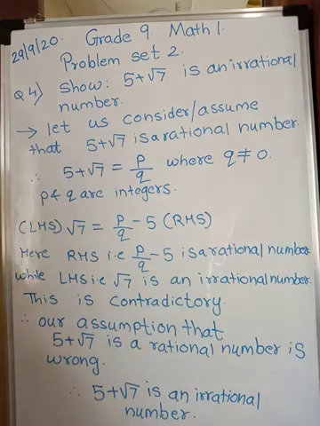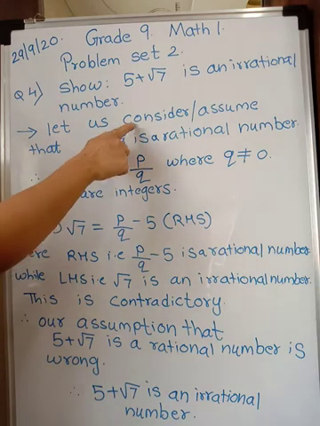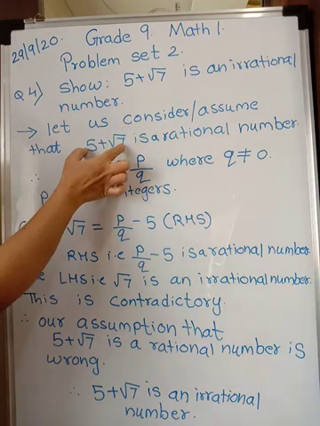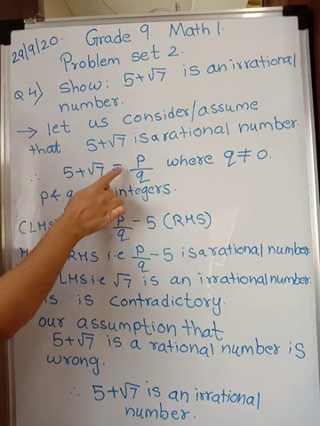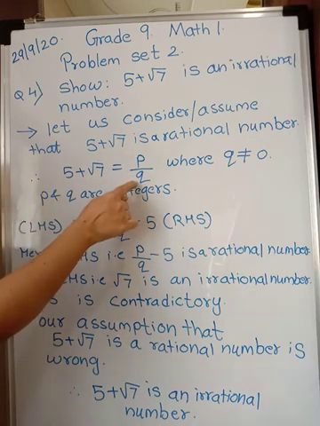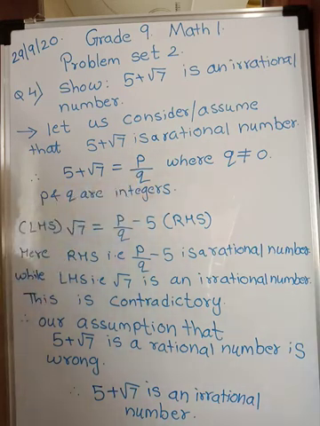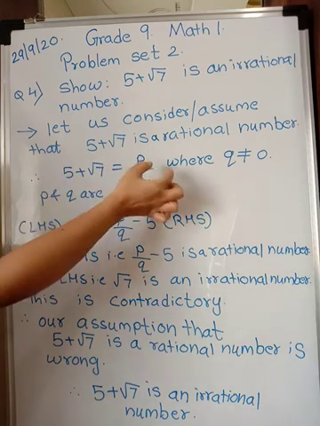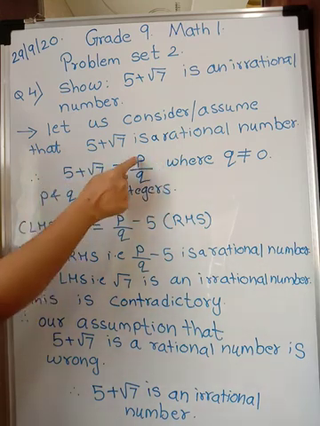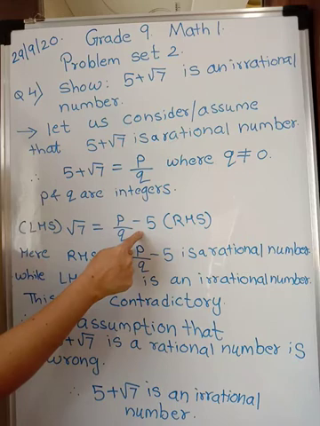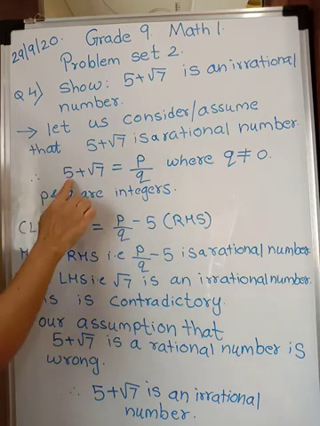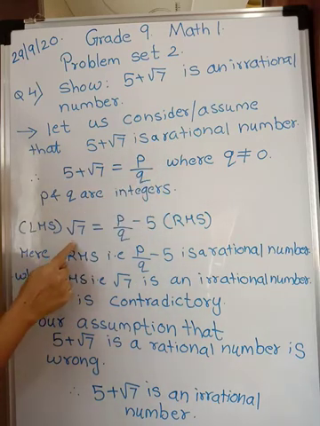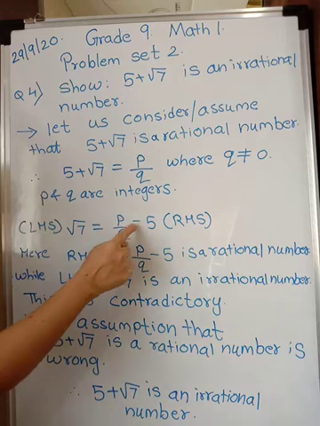We are going to assume that 5 plus root 7 is a rational number. Assume means what? To consider. Now if this is a rational number, you know rational numbers are always equal to p by q, where q is not equal to 0 and p and q are integers. Now if I shift 5 to that side, what does it become? Root 7 is equal to p upon q minus 5. This 5 is shifted over here. So what we get? Root 7 is equal to p upon q minus 5.